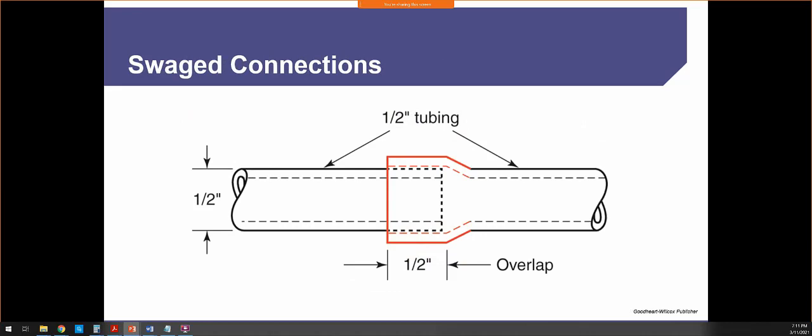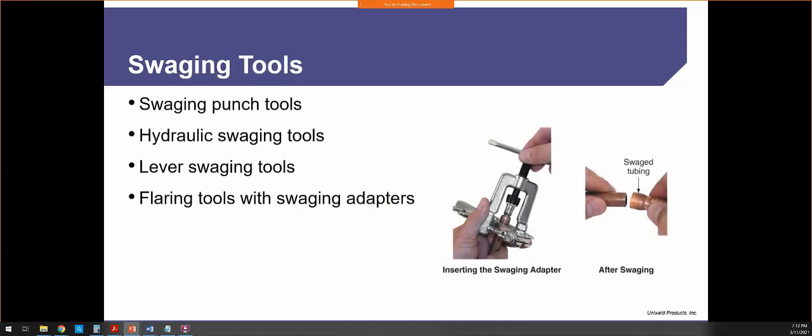All right, so this is just another illustration of a swage connection. 1/2-inch tubing going into a 1/2-inch tubing with a 1/2-inch overlap. So this tubing on the left has to go inside the other one by at least 1/2 inch. And that's going to change too as the tubing size increases or decreases. That swage may increase or decrease slightly.